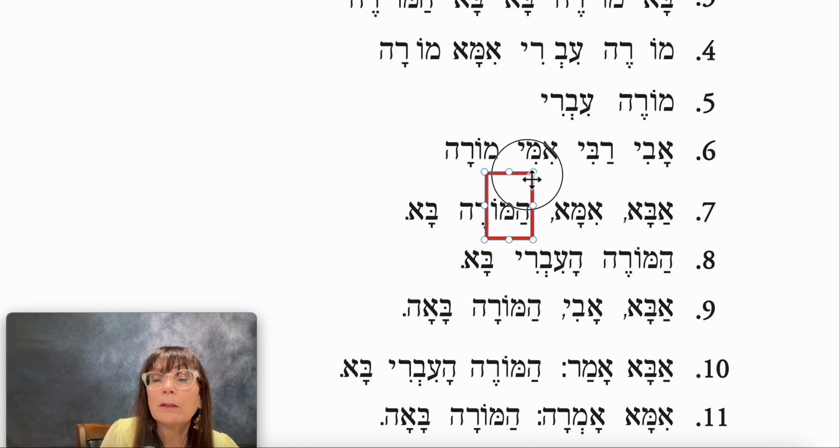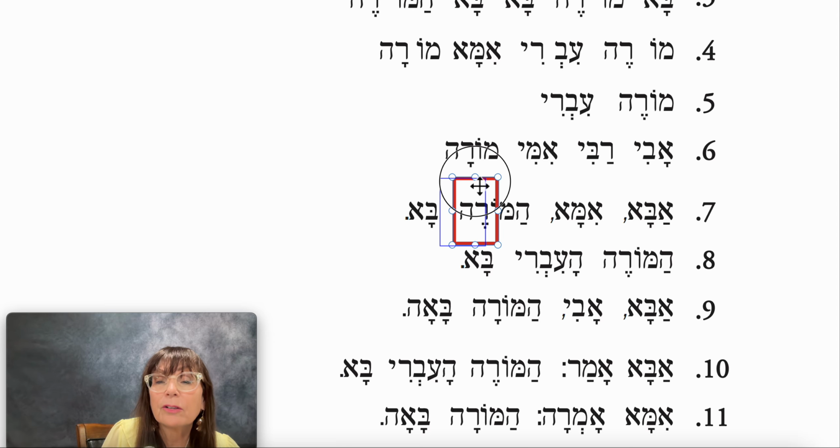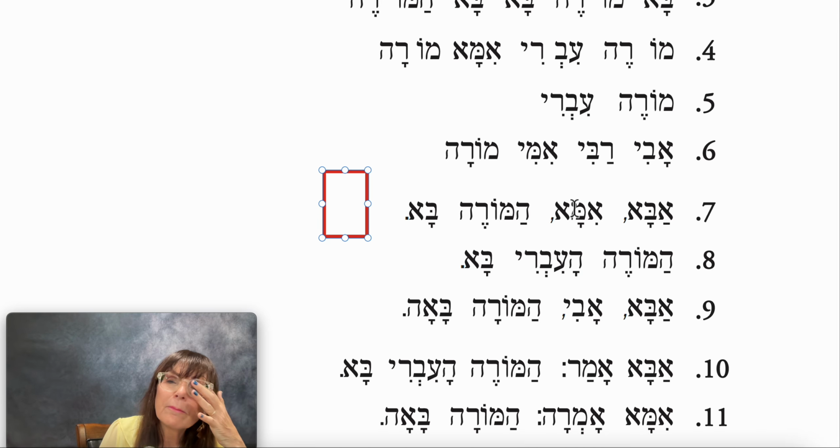There's your mo in the middle. Ha, mo, re. Sorry about that. So, ha is the first letter, then the second two letters, mo and re. The hey in the last position is silent, and ba. So: dad, mom, the teacher is coming. Ha-more ba. It could also be the teacher came or the teacher is coming. The ha is inseparable.